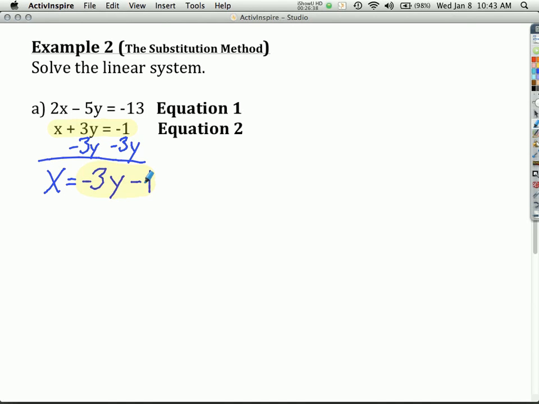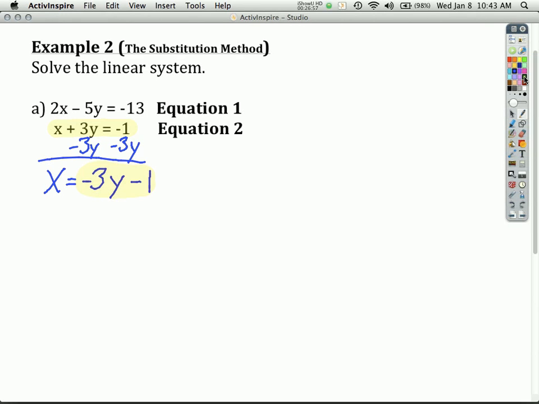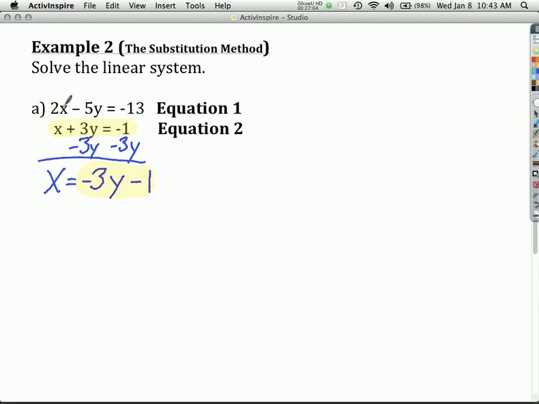But you have to be careful because now we need to put it into the equation we haven't used yet. If you put this back into this equation, you end up with circular logic and it doesn't work. You get very confused. Don't worry, it's going to happen, but we try to avoid it. So the equation we haven't used yet is equation 1. We're going to take this x out and replace it with a set of parentheses, and this is going to go in there. So here's what it's going to look like.